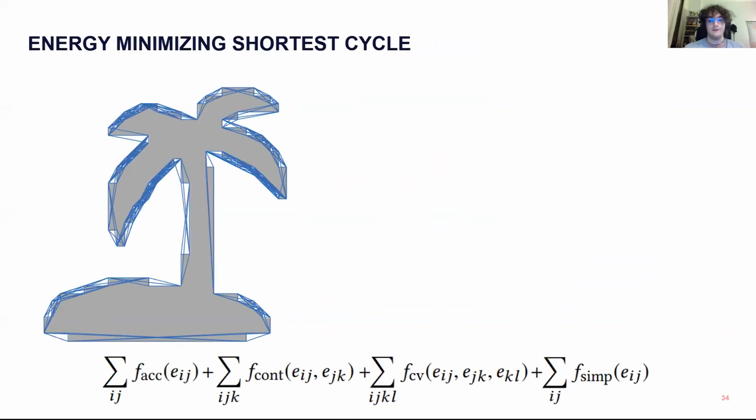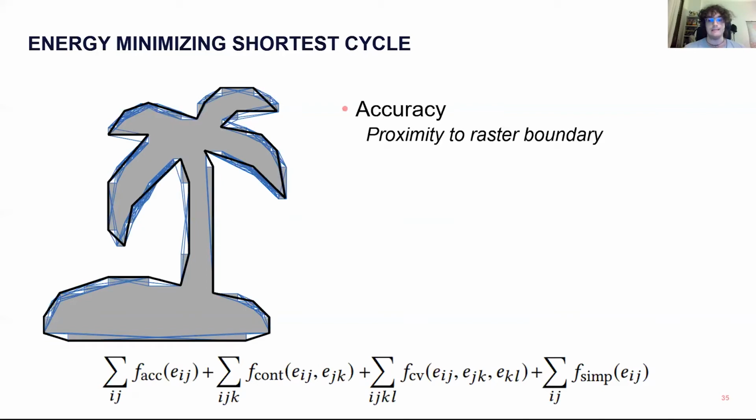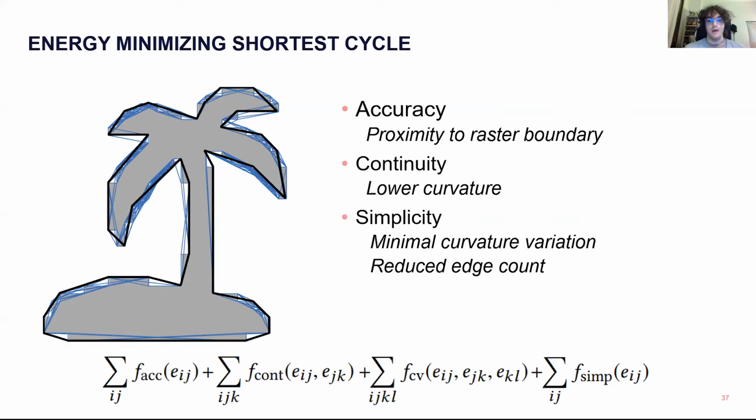The extraction of the intermediate polygonal approximation is formulated as the problem of finding a cycle that minimizes an energy function defined on pairs and triplets of edges. The optimal cycle balances the perceptual metrics of accuracy, which promotes geometric proximity to the raster boundary, continuity arguing for lower curvature, and simplicity expressed as a preference for reduced curvature variation, as well as reduced edge count.